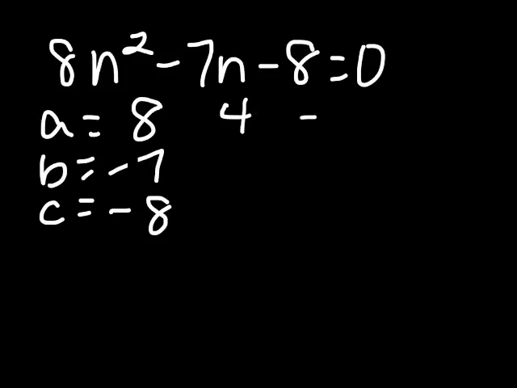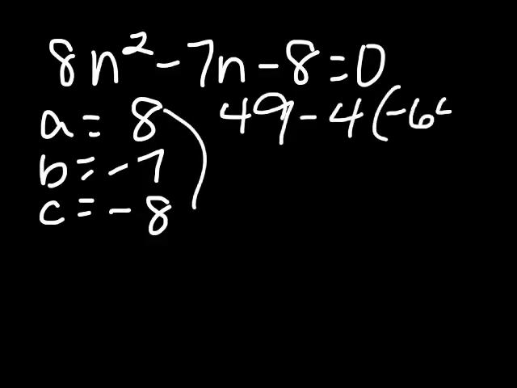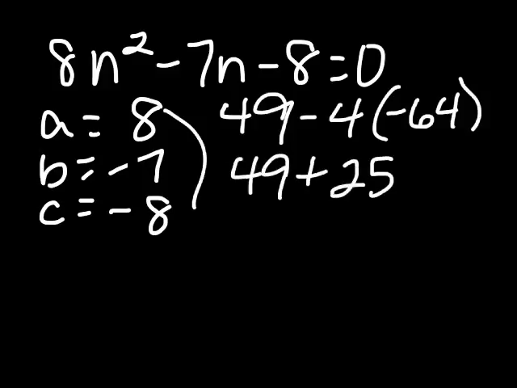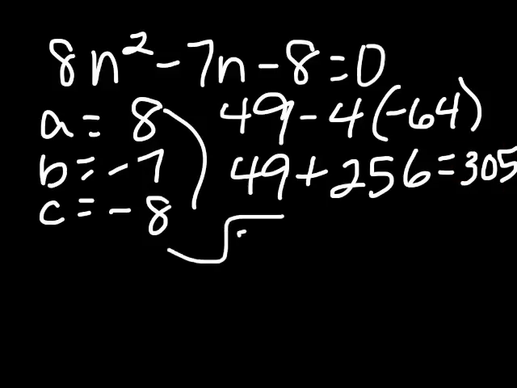49 minus 4 times 8 times negative 8, which would be negative 64. That gives you 49 plus 256, which is a total of 305. This is the amount that is our discriminant. That's our value of our discriminant, which goes underneath the radical sign. So you have square root of 305.